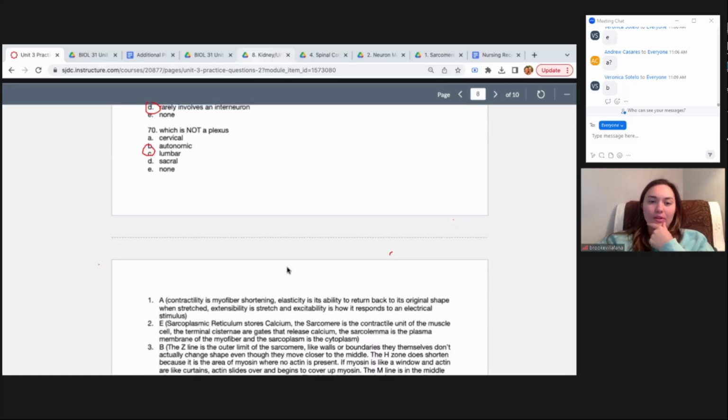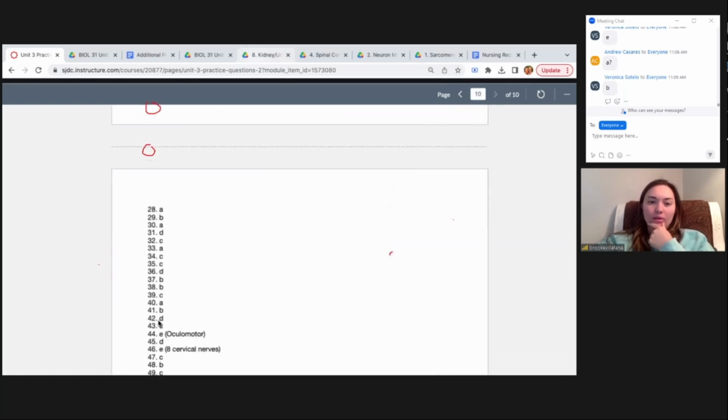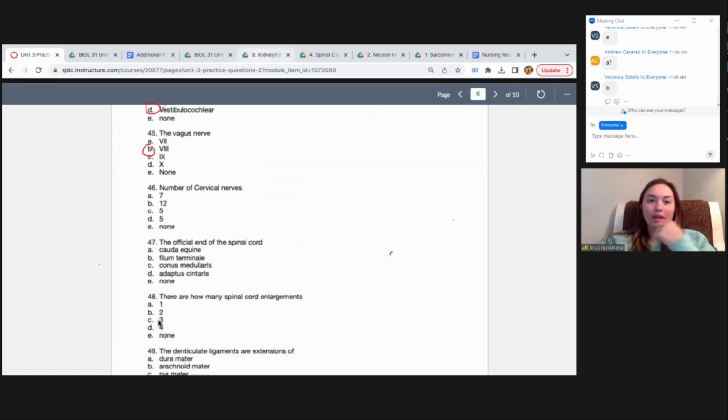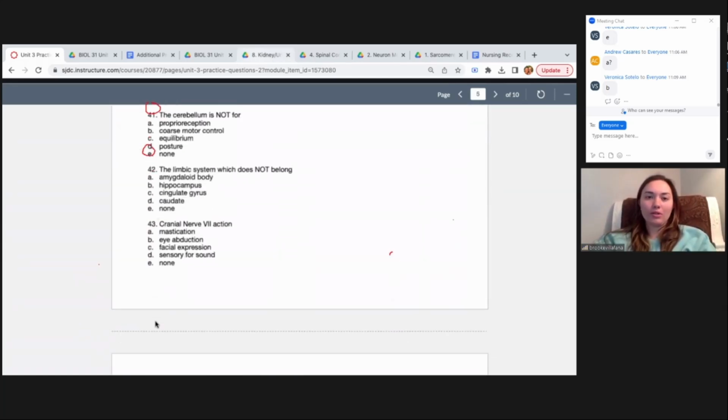I like to do this in case I'm saying it wrong. So 42D. This is honestly a way too hard of a question. It's not going to be that hard on the test, but this is a more challenging question than you'd get on the test. But A, B, and C are all part of the limbic system, plus the claustrum and the parahippocampal gyrus.